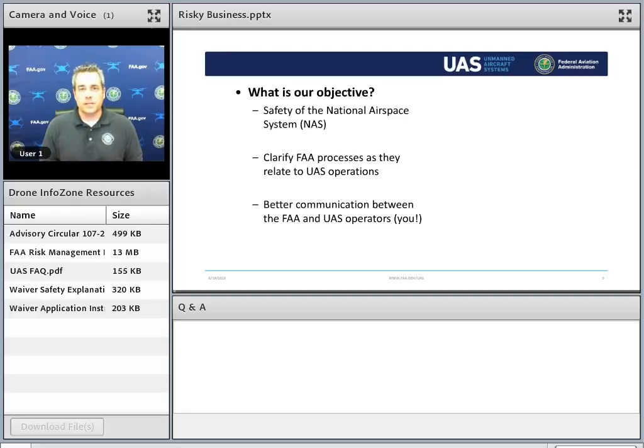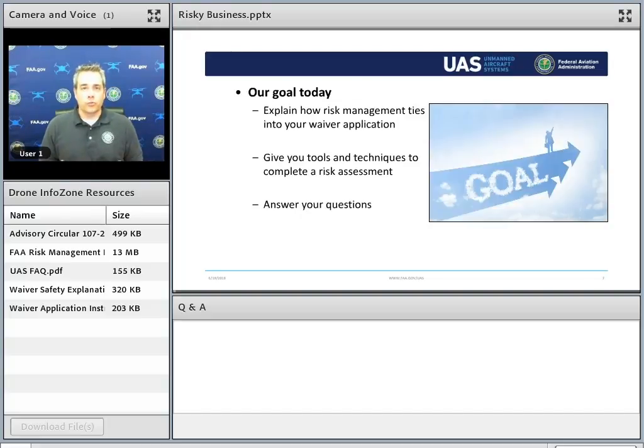We want to remain flexible to address the topics that are affecting you or that you are concerned about. Our objective always is the safety of the national airspace system. That is our primary objective in anything that we do. And we also want, through this waiver series, to clarify our process in the waiver application as it applies to UAS operations. In the end, we hope it's a very positive experience for you, allowing us to have better communications directly with you, the stakeholder out operating UAS in the national airspace system.